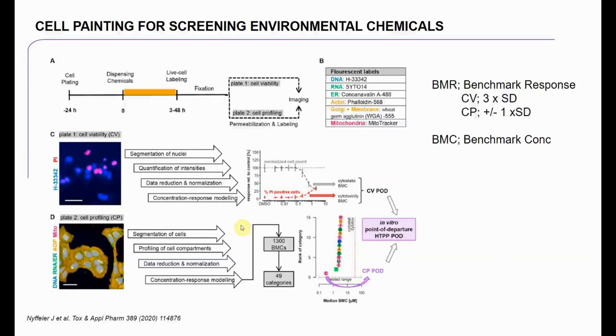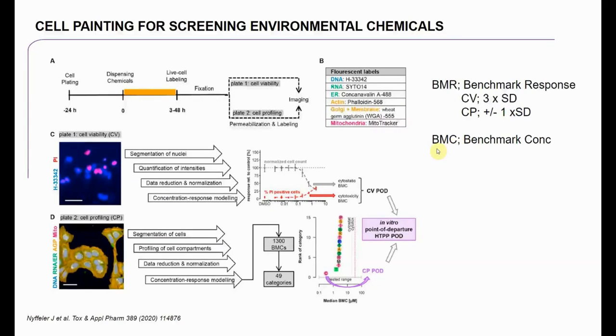Okay. So now what I need to do is go through a little terminology that they use in this paper. So they have a thing called the benchmark response. And the benchmark response is the response that essentially creates a hit for a particular measurement. Now, for the cell viability assay, this was set around 3 standard deviations from the negative control. For the cell painting assay, this was set for plus or minus 1 standard deviation from the negative control.